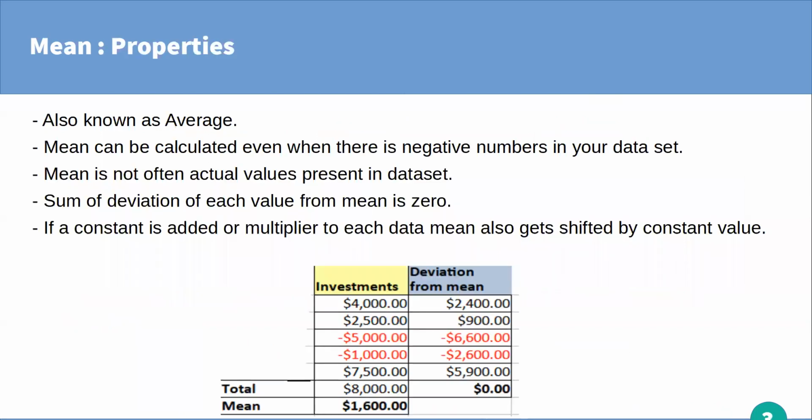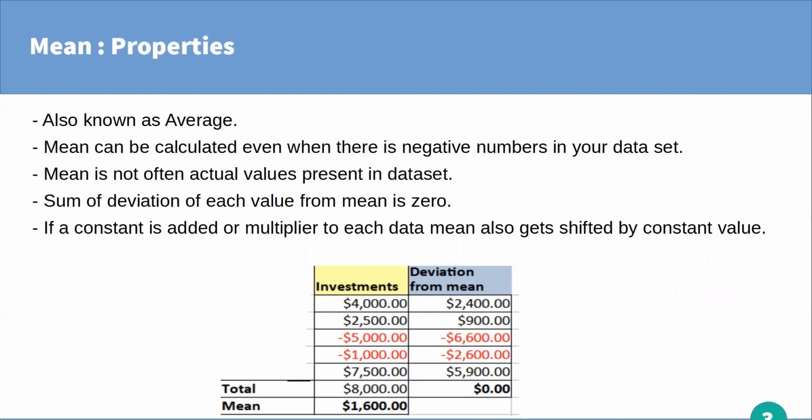Some of the properties of the mean. Mean is also known as an average. Mean can be calculated even if there is a negative value in the data set. And mean is not often a number that is present in a data set. Say in this example, we have 1600, which is not present in the data set.